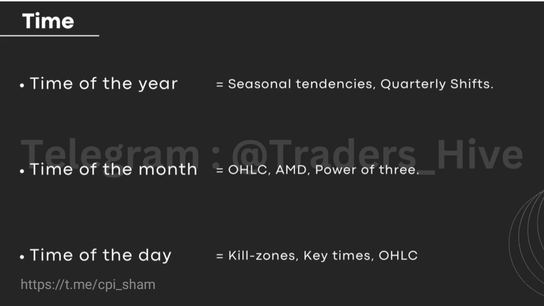Next up we've got the time of the month. If you want to find high probability and key times within a month, right, meaning you want to find high probability weeks, then for that you can use concepts like the open high low close concept, right, which will help you divide the monthly candle or the monthly range into quarters. And you can also use AMD, which will help you profile the markets, or you can use the power of 3 to build a narrative. For dividing the daily range, we've got concepts like kill zones, key times, and open high low concept, right?